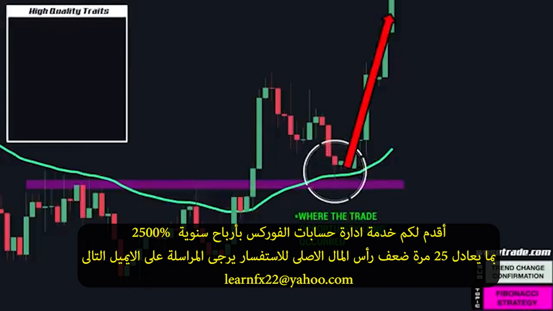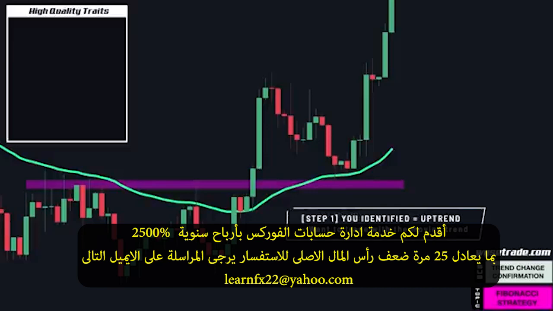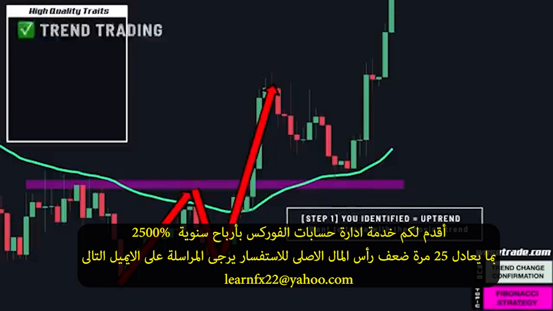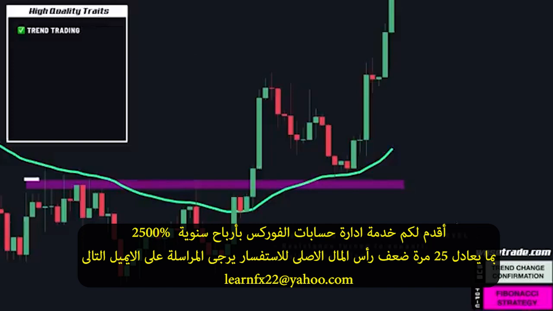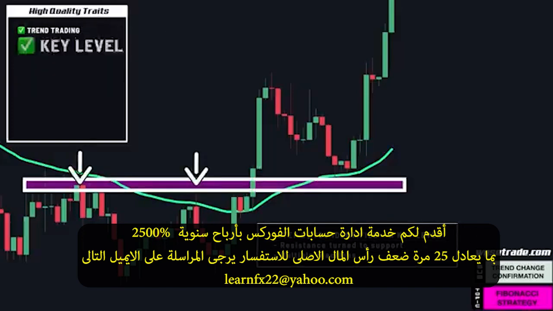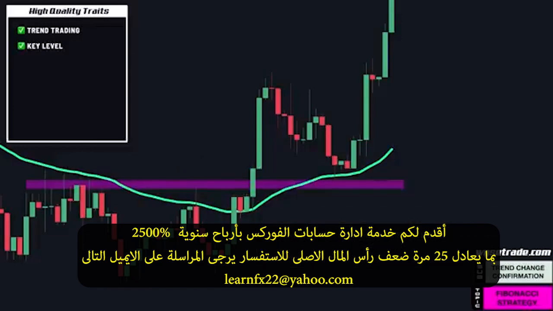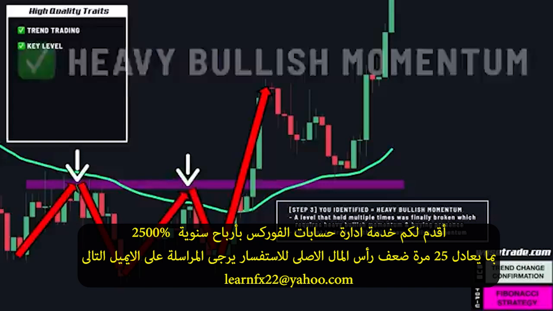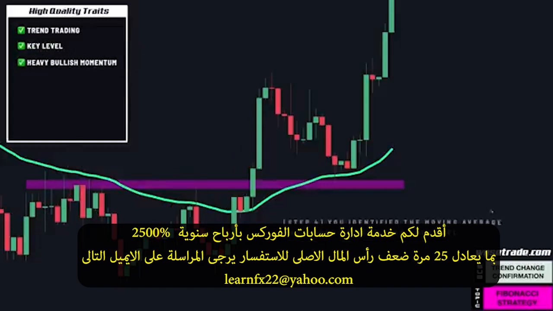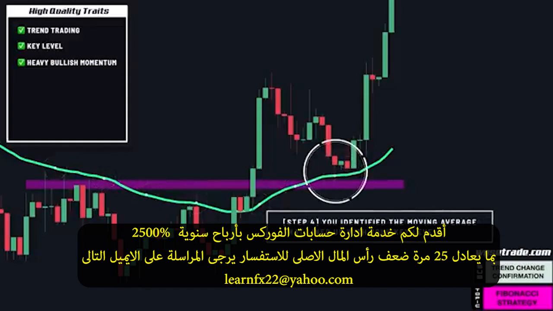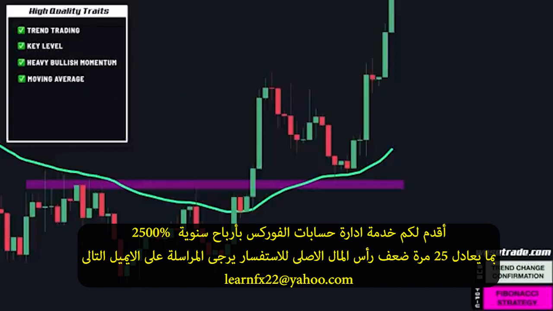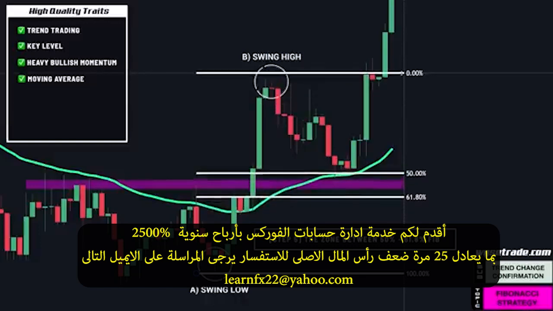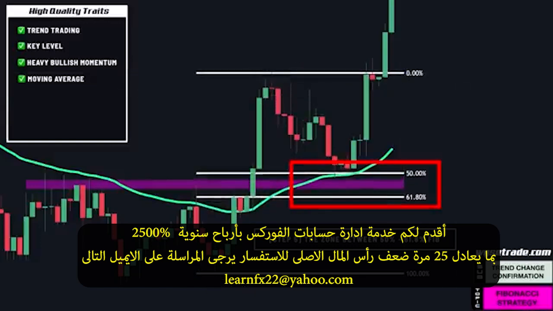This is where the trade opportunity long occurred. You first identified a clear uptrend, so you want to trade with the trend. Next, you had your key level of resistance turn to support. Next, you had heavy bullish momentum because price broke the key level that previously held multiple times. Then, the moving average crossed with your key level and where the trade opportunity long presented itself. With the fib tool, swing low to swing high, and you have the 50% to 61.8% fib zone that lines up with your trade opportunity area.